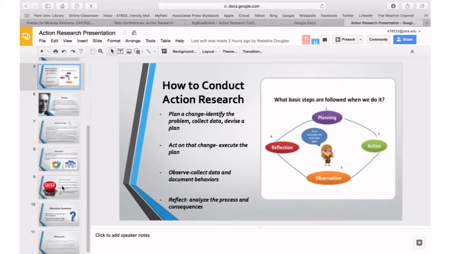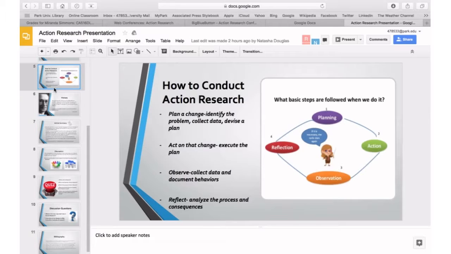So you want to know how to conduct action research. According to Lewin, there are four steps in action research: planning, action, observation, and reflection. In the first step, planning the change, that's where you're identifying the problem, you're collecting the data, you're devising a plan. Once you move on to that next step, that's where the action actually begins. You're executing that plan. You're investigating all the data that you collected so that you can actually implement that plan.